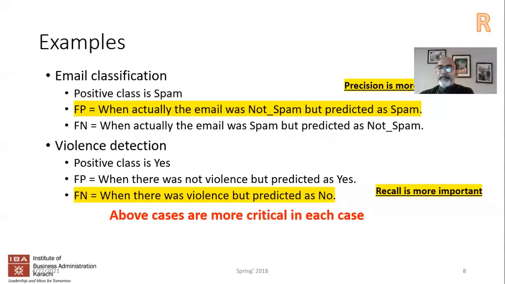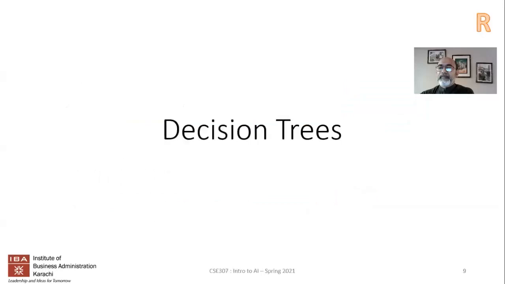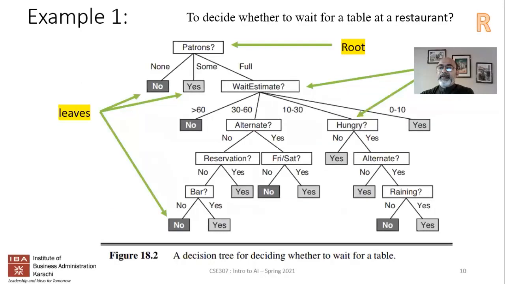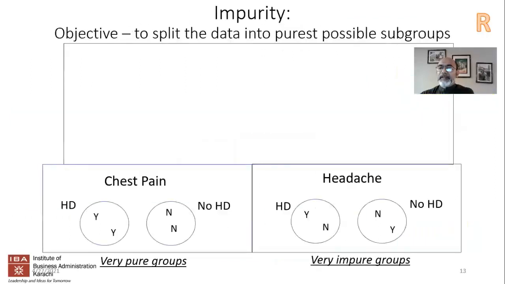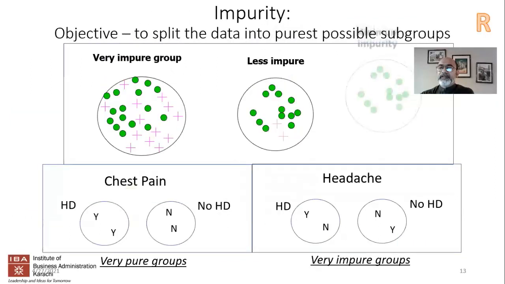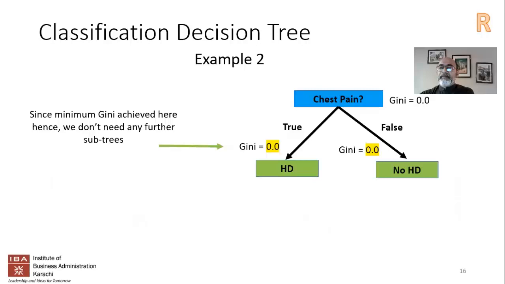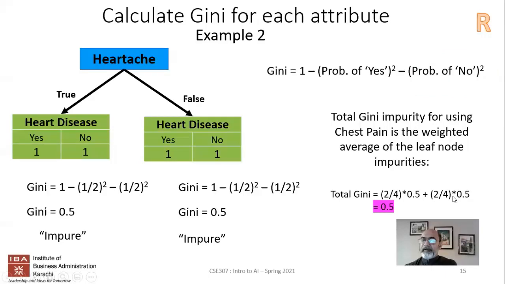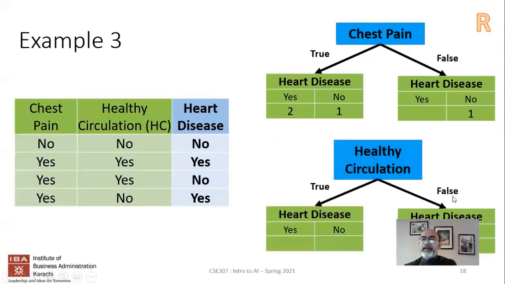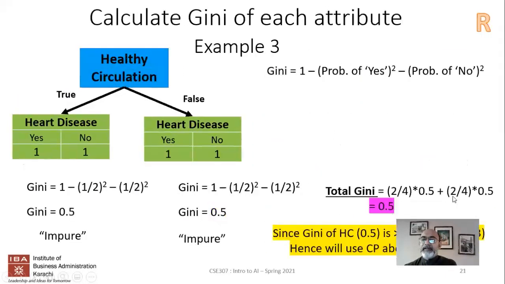And we looked at examples of different classifications. Then we covered decision trees, and we looked at several examples of decision trees. And we looked at the calculation of the Gini impurity measure, and we looked at a couple of examples of that.